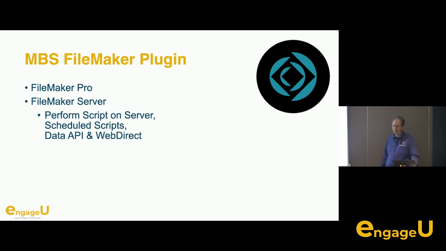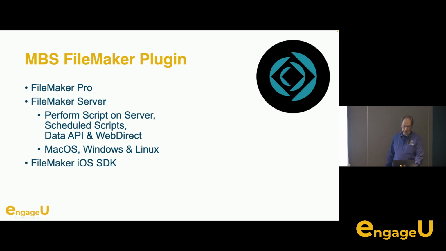Then you can use the plugin in FileMaker Pro on Mac and Windows. You can use it on the server. And on the server, you can use it for perform script on server, for scheduled scripts, for Data API and WebDirect. Just make sure you put the plugin in all 3 plugins folders on the server, and you activate the plugins in the admin console. The plugin works on Mac, Windows, and Linux. And nowadays, I think 60% of our customers use Linux. That's the majority.